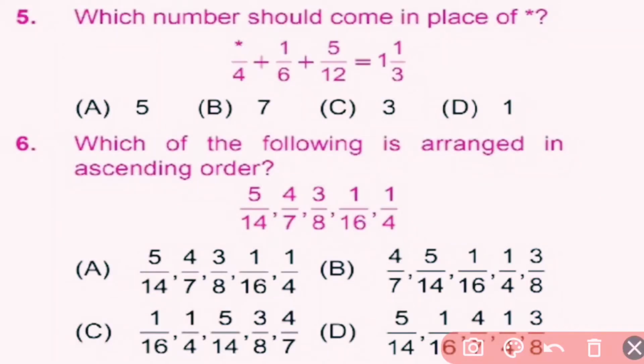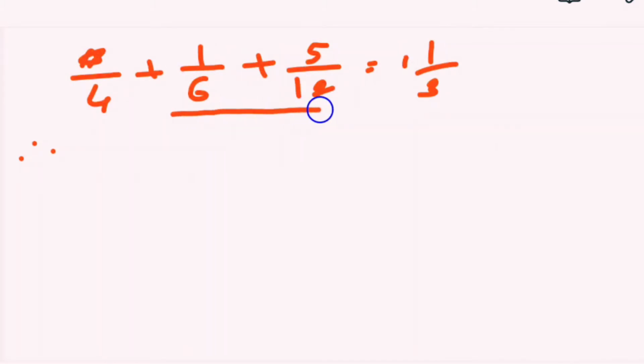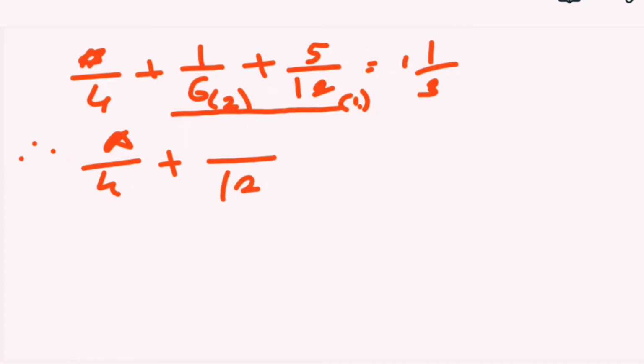Question number 5. Which number should come in place of star? The given question is, so here we first find the LCM of these two. The LCM is 12. So here we multiply the denominator and numerator by 2 and here both by 1. So star by 4 is equal to, here LCM is 12 and here 1 into 2, 2 plus 5 into 1, 5 is equal to, here 3 into 1 is 3 plus 1, 4 by 3.